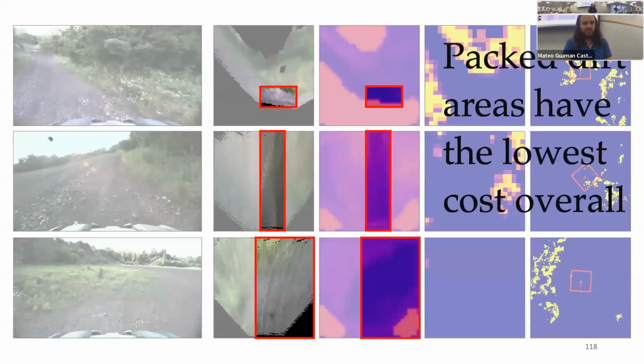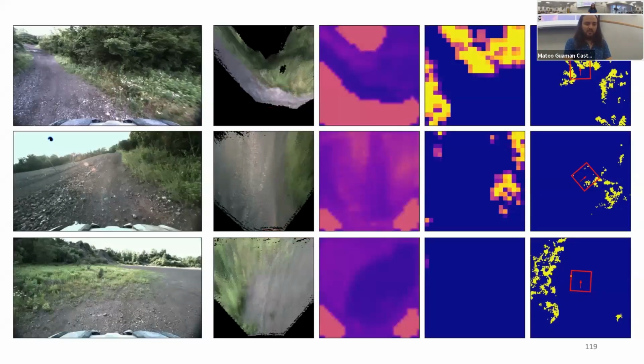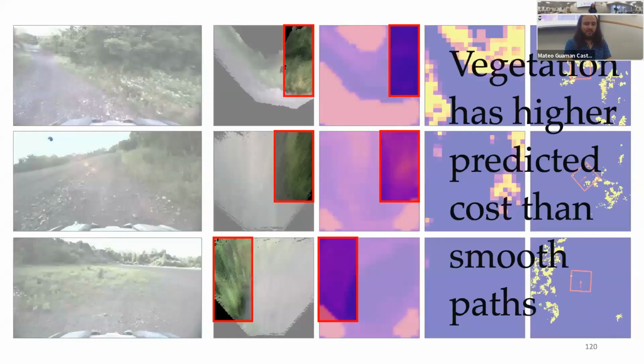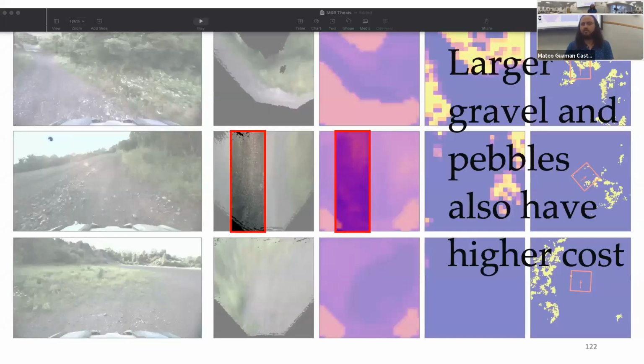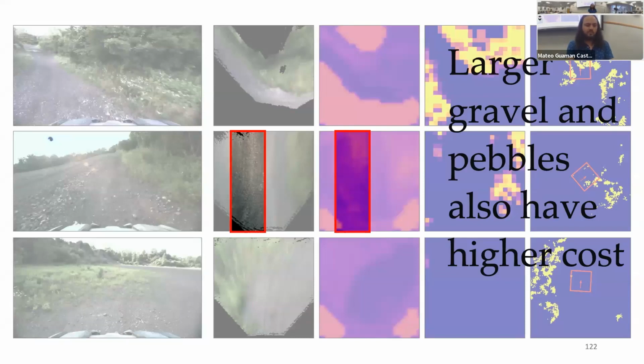There are a couple more examples here to show what our network is able to predict. In general, packed dirt areas have the lowest cost overall. Vegetation has a higher predicted cost than smooth paths. This makes sense because it is traversable, but there are still branches, leaves, and roots. We're also able to capture the effect of gravel and larger pebbles on the cost, and these usually have a higher cost than packed dirt.